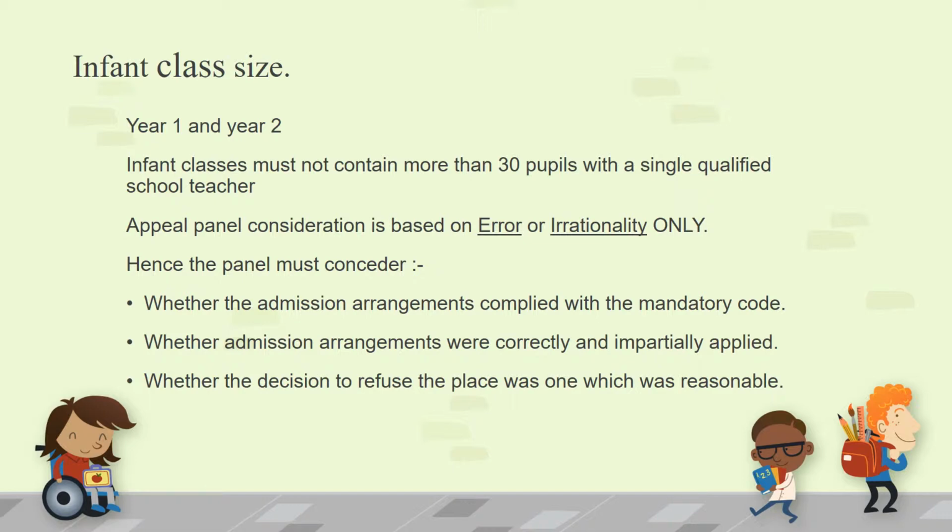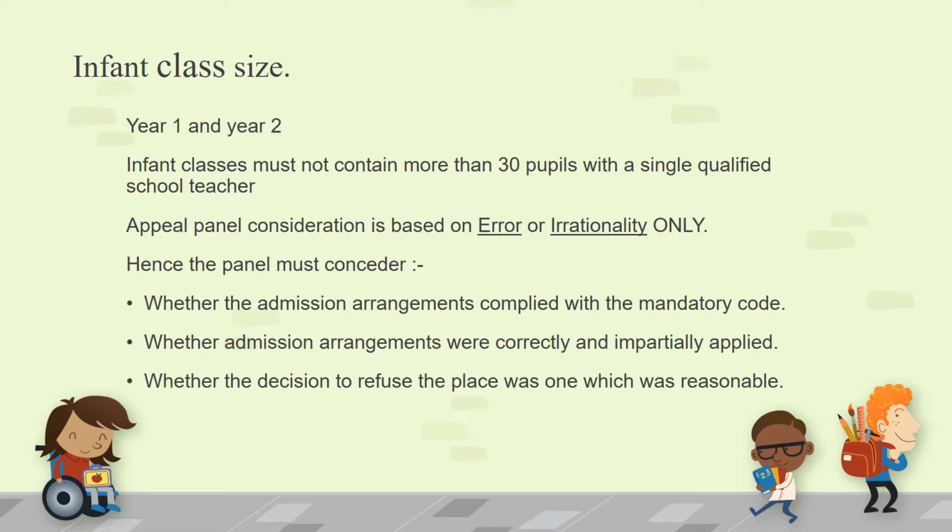Infant classes, those where the majority of children will reach the age of 5, 6 or 7 during the school year, must not contain more than 30 pupils with a single qualified school teacher. Additional children may be admitted under limited exceptional circumstances. These children will remain an accepted pupil for the time they are in an infant class or until the class numbers fall back to the current infant class size limit.